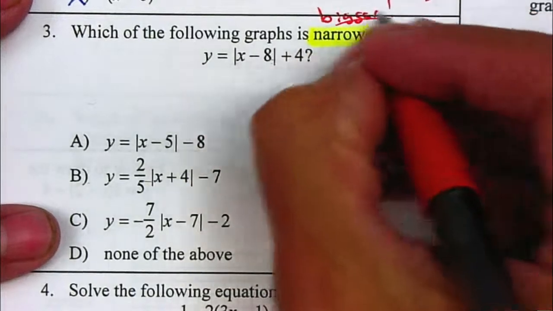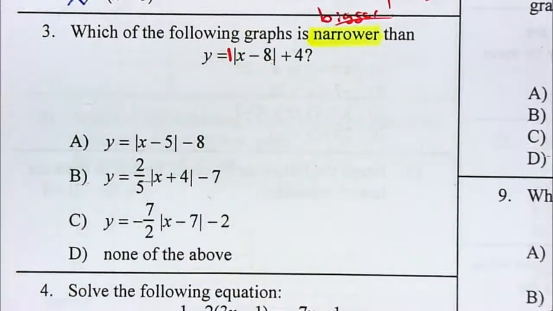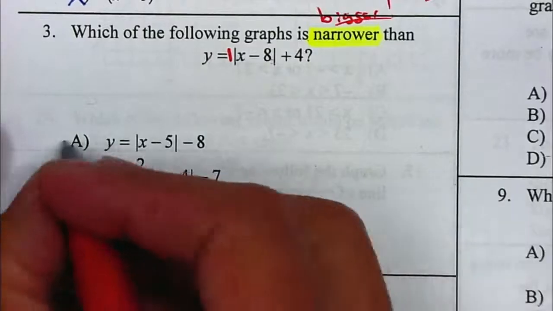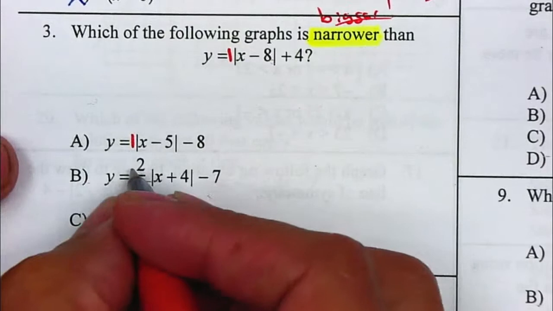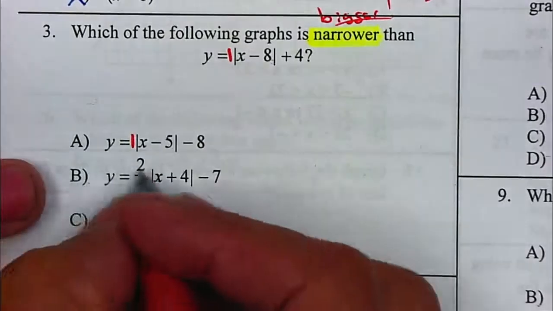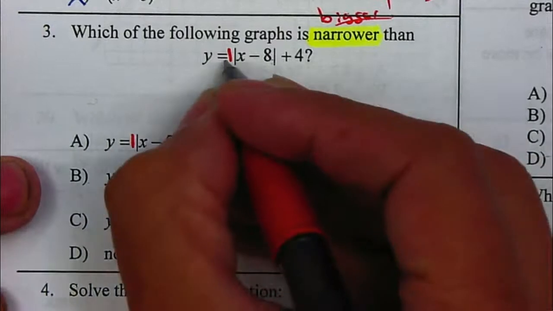And what I mean by bigger number is the A value. So in this case, the A value is 1. So you can say, okay, letter A, your A value is 1. So that one will be exactly the same. Letter B, your value is 2 over 5. Is 2 over 5 bigger than 1?